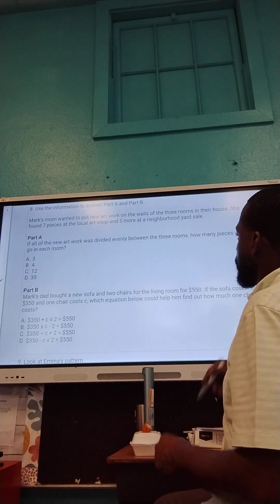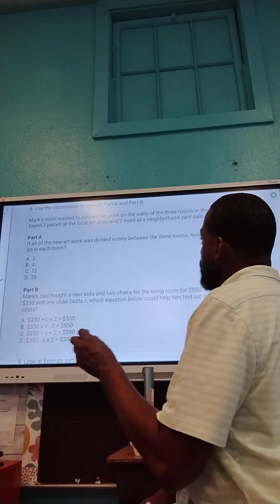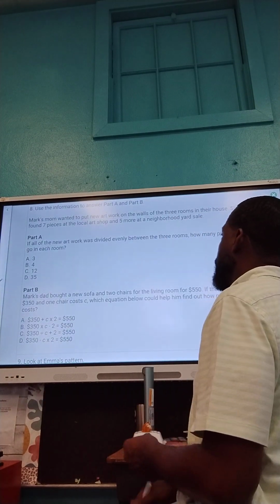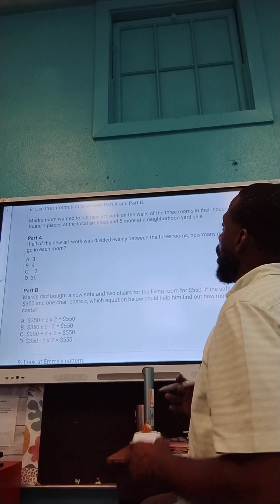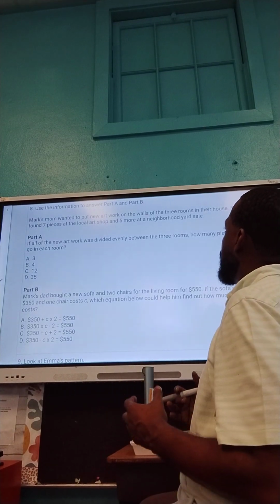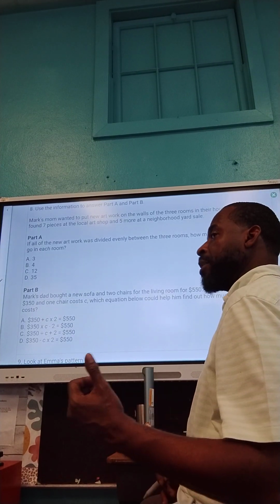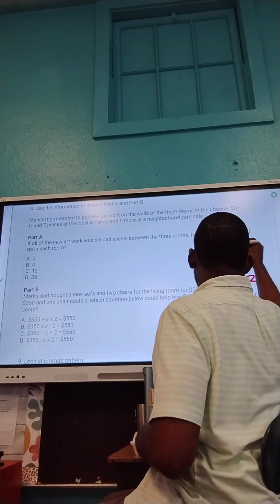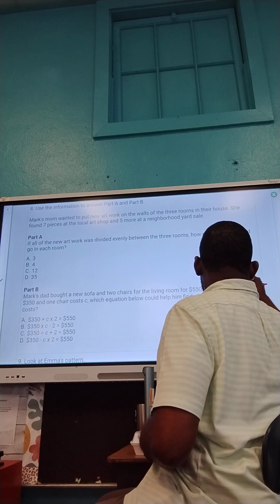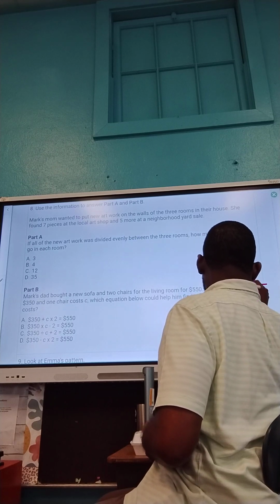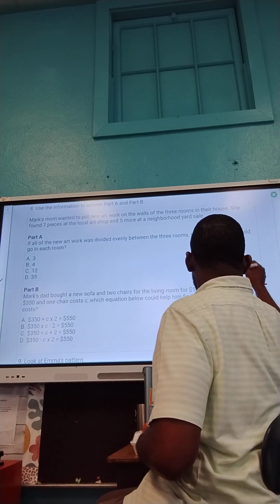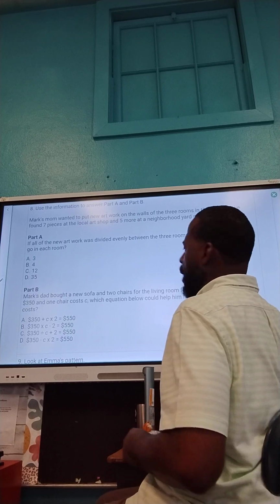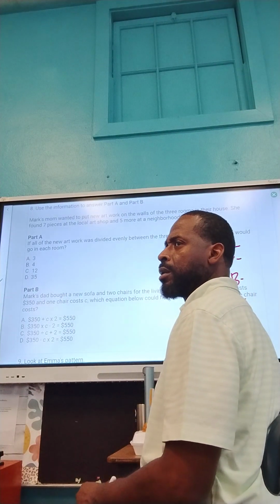Let's read it now. Mark's mom wanted to put new artwork on the walls of the 3 rooms in their house. How many rooms? 3. So what are we gonna do with the 3? We gonna use the Q strategy. Okay, and what about it? What are we gonna do with the 3? Circle it. All right, we're gonna circle it.